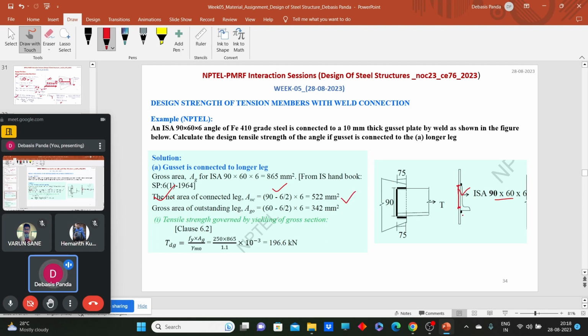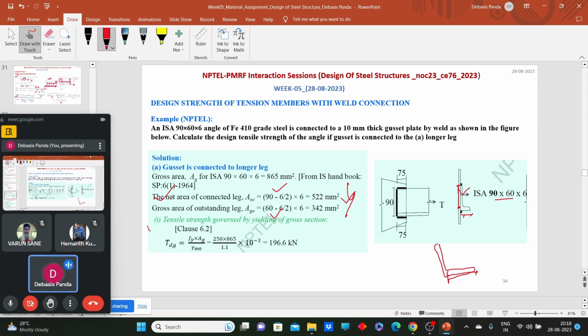What will be the gross area of the outstanding leg? The outstanding leg length is 60 mm. We have just discussed how to calculate these areas; we just need to come up to the central line. So 60 minus 6 by 2, into 6. So these are our two areas: the gross cross-sectional area of the connected leg and the gross cross-sectional area of the outstanding leg.